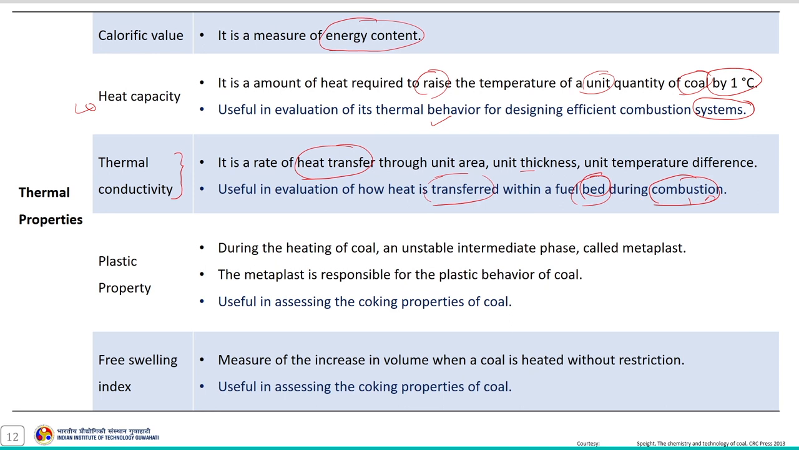Plastic property is also one of the important properties of coal, because during the heating of coal, an unstable intermediate phase called metaplast is formed, and this metaplast is responsible for the plastic behavior of the coal sample, and it is useful in assessing the coking properties of the coal. While the free swelling index is the measure of the increase in volume when coal is heated without restriction, and it is also useful in assessing the coking properties of coal.